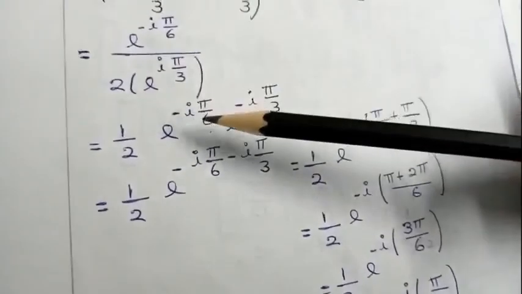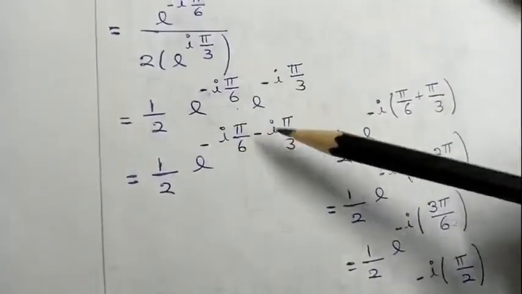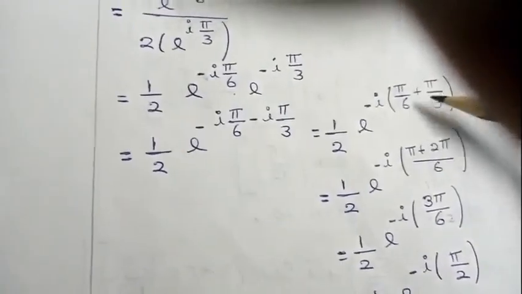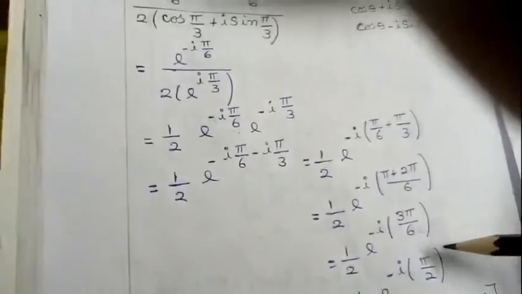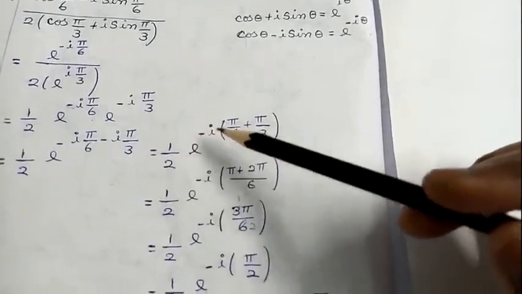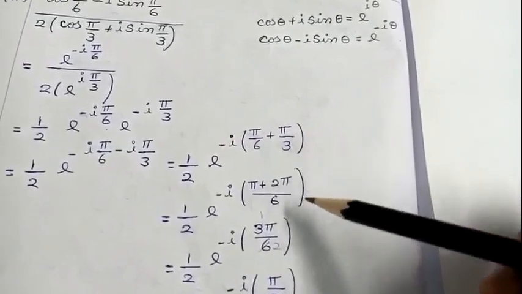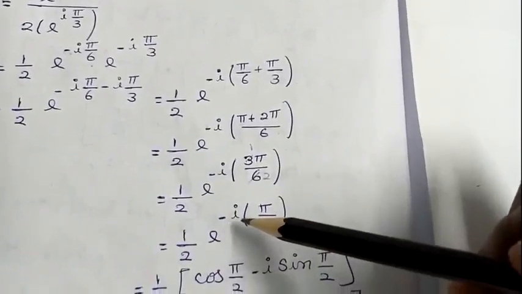If I bring it to the numerator, I will get it as negative. After bringing the term, you are going to add these two terms. You will get it in this form. Take minus i common outside: pi by 6 plus pi by 3. Take LCM, simplify the term. The final value will be 1 by 2 e to the power minus i (pi by 6 plus pi by 3). Simplify the term. You will get the answer as 1 by 2 e to the power minus i pi by 2.